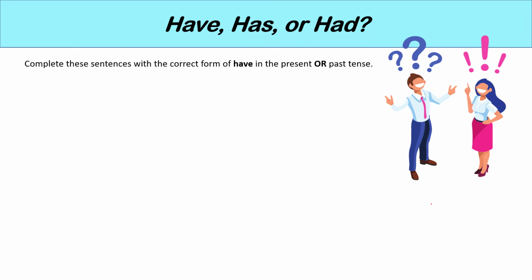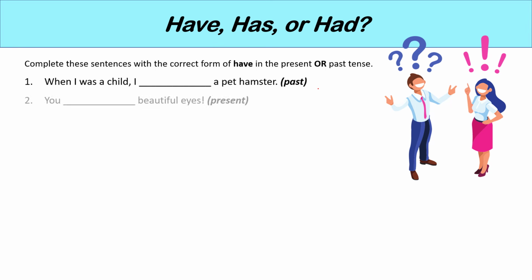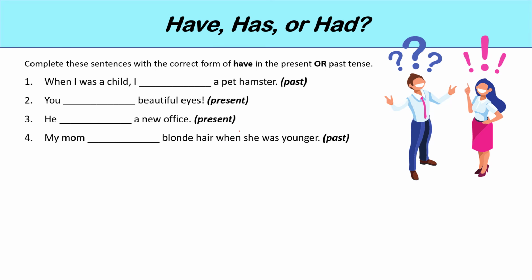And now in the second part of this quiz, you have to complete the sentences with the correct form of have in the present or past tense. So number 1, when I was a child, a pet hamster. Number 2, you, beautiful eyes. Number 3, he, a new office. Number 4, my mom, blonde hair when she was younger. Finally, number 5, we, a cottage on the lake many years ago.